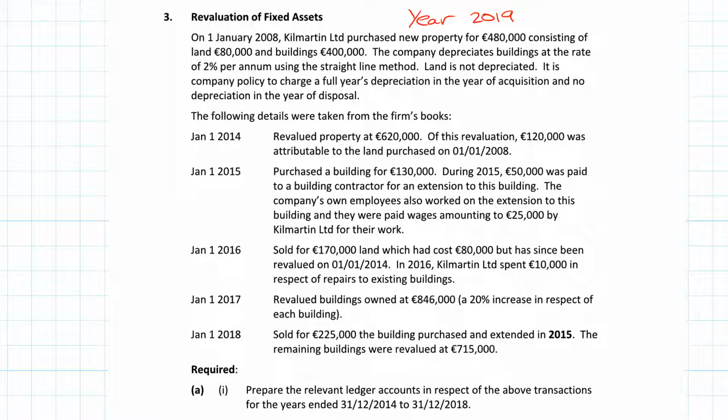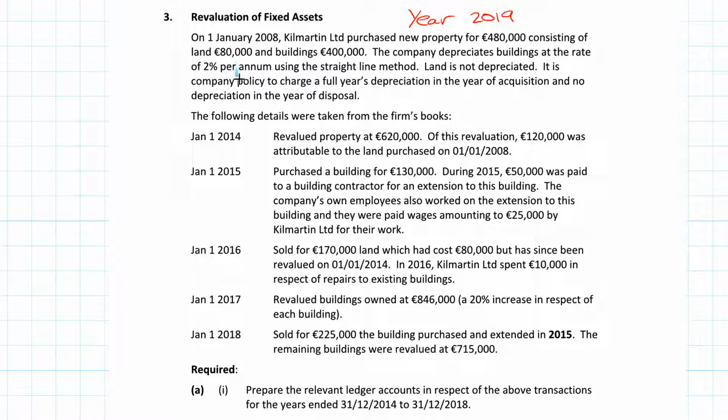Reading through this one, we see that on the 1st of January 2008, Kilmartin Limited purchased new properties for 480,000, consisting of land 80,000 and buildings 400,000. So the company depreciates buildings at a rate of 2%. So we're familiar with that figure. And again, straight line method. So these are always straight line method. Land is not depreciated, so that's why they've given it to us kind of separated up here.